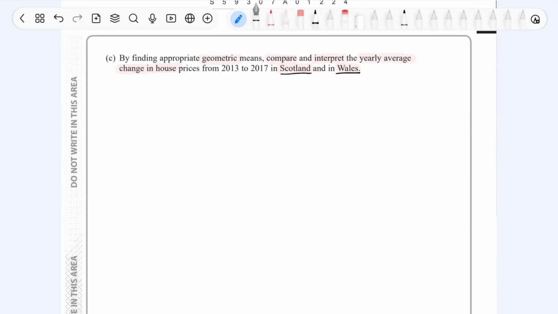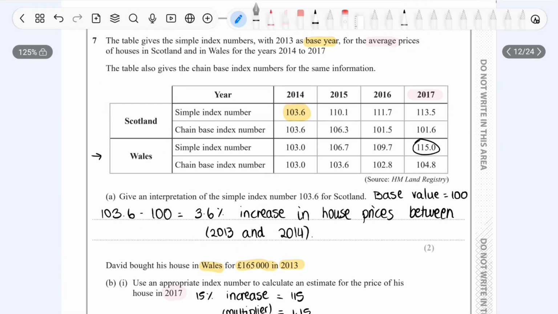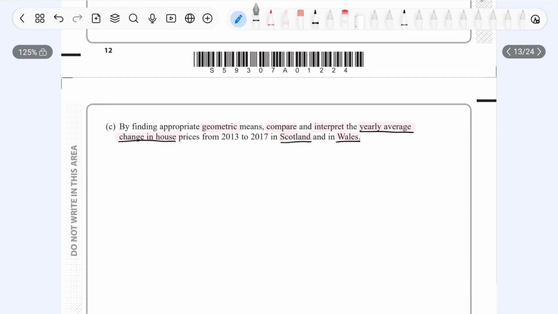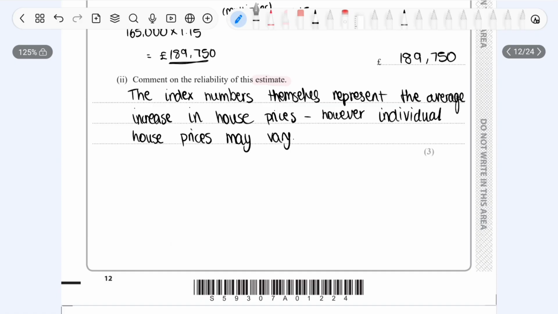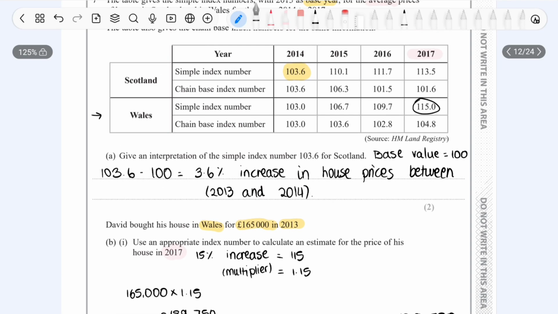So now we need to focus on another part of key information, the yearly average change in house prices. Whereas the first part was the simple index number, which represents the change from the base year, here it's showing the yearly average change in house prices, which indicates we're using the year before the last. So if you're using 2015, the previous year would be 2014, and if we move to 2016, the previous year would be 2015. So, which one do we use?